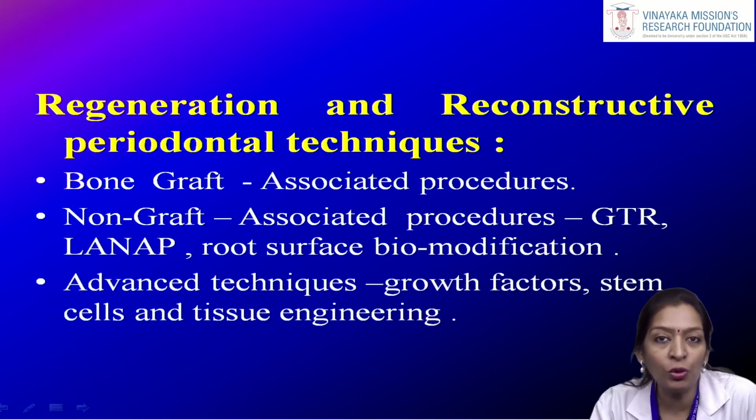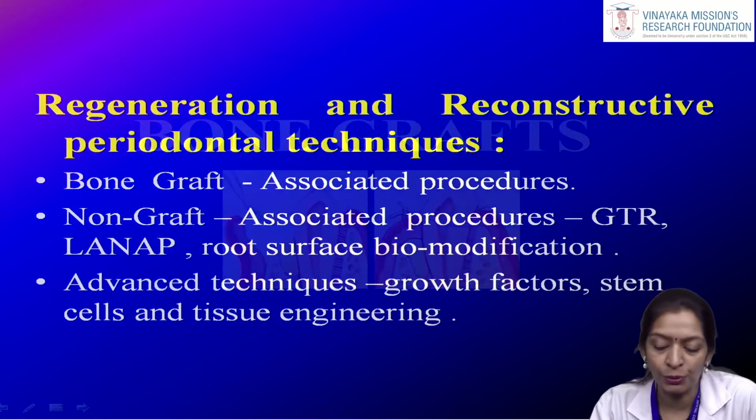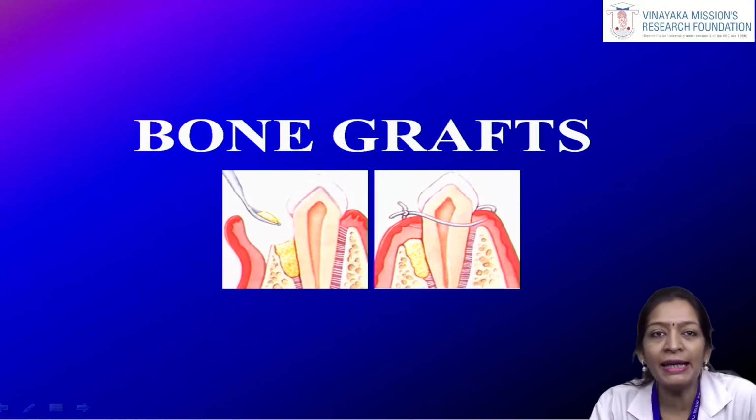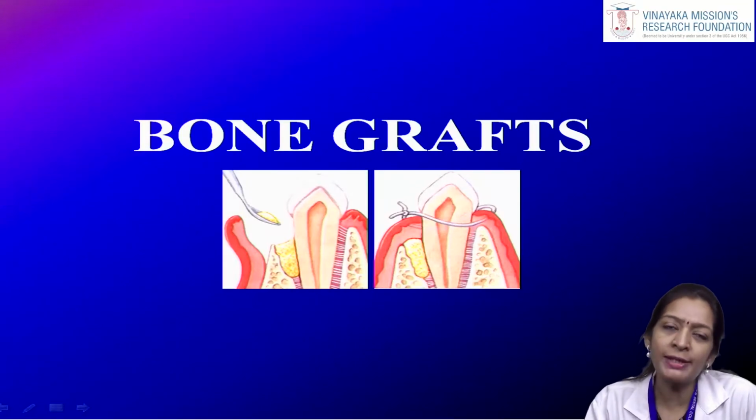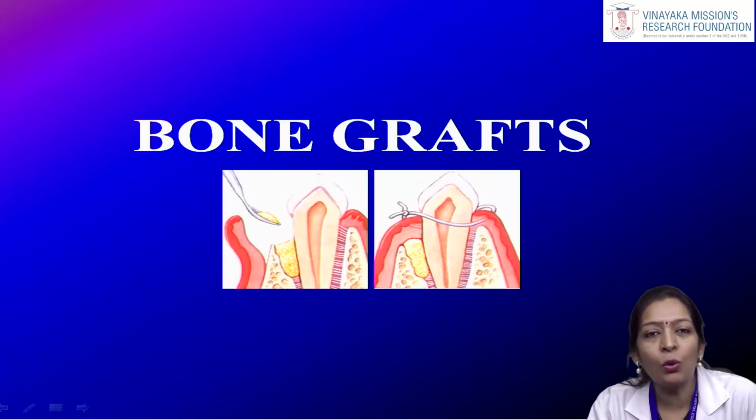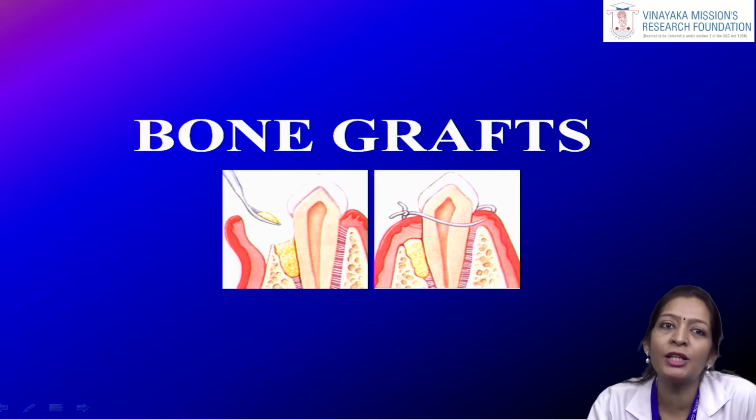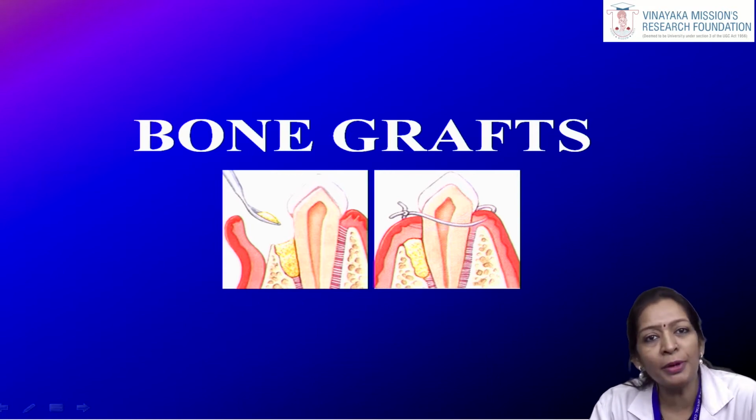Either by use of bone graft associated procedures or non-bone graft associated procedures like using guided tissue regeneration membrane, LANAP, or root biomodification, or recent advances like growth factors, stem cells, and tissue engineering too. So today I am going to talk in detail about bone grafts. What is a bone graft? It is nothing but a viable material which can be natural, artificial, or synthetic that is placed in the areas where there is bone loss affected because of the periodontal defects.